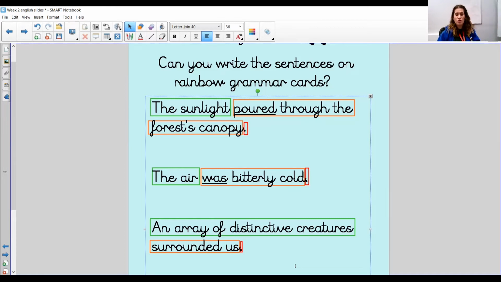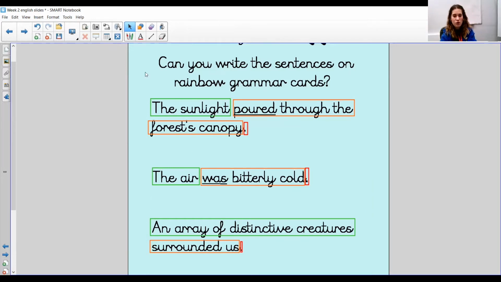That subject was an array of distinctive creatures, meaning a variety. A lot of distinctive creatures surrounded us. So the subject is an array of distinctive creatures, and our predicate, what do we know about them? Well, they surrounded us, which is our predicate, with a full stop to stop the sentence. Wonderful, well done if you got those right and put those onto the correct rainbow grammar card.